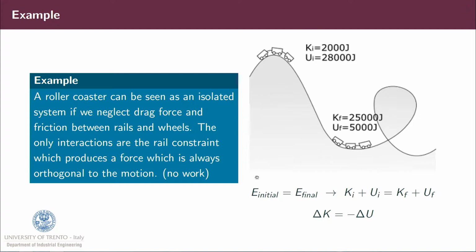So, since the energy is constant, the energy at the initial time is equal to the energy at the final time, which is equal to the kinetic energy at the initial time plus the potential energy at the initial time equal to the kinetic energy at the final time plus the potential energy at the final time.